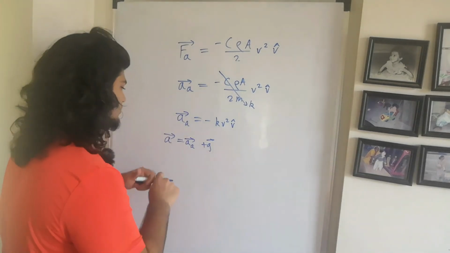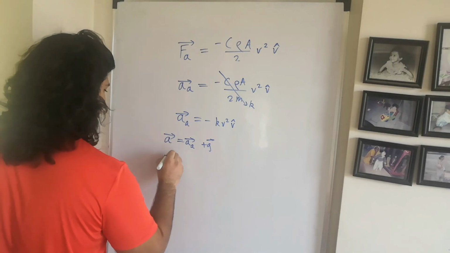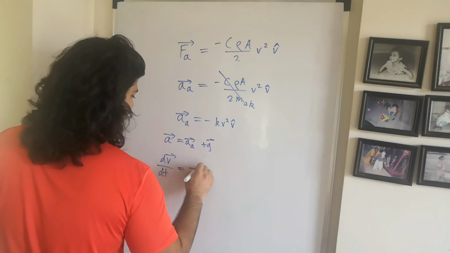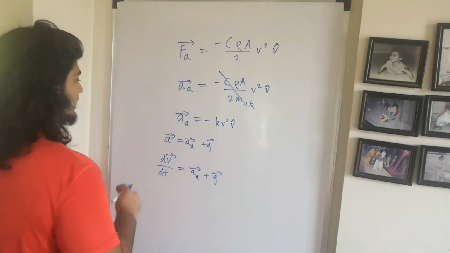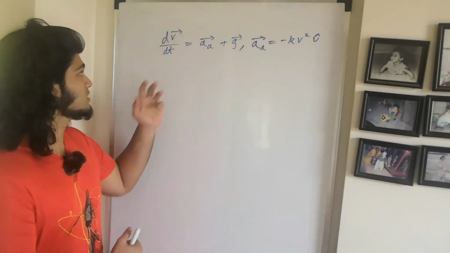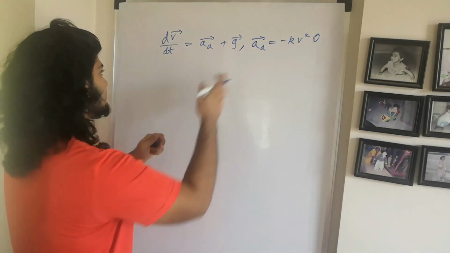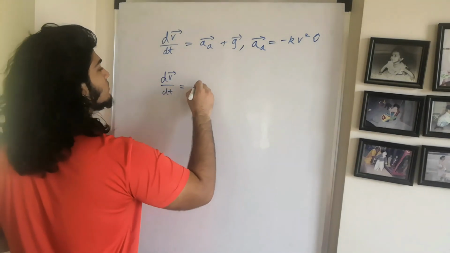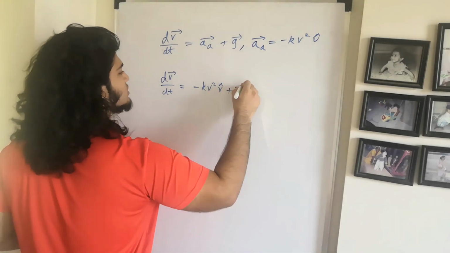Now we know that A vector is the derivative of the velocity vector. So dv vector by dt is equal to A vector plus G vector, and using this we can make a differential equation. This is what we got so far, and since we know the formula for A vector, we can plug that in over here. So we'll get dv vector by dt is equal to minus kv squared v hat plus g vector.